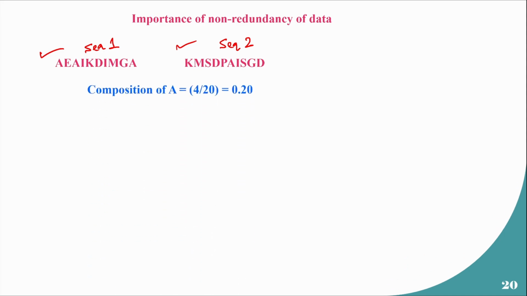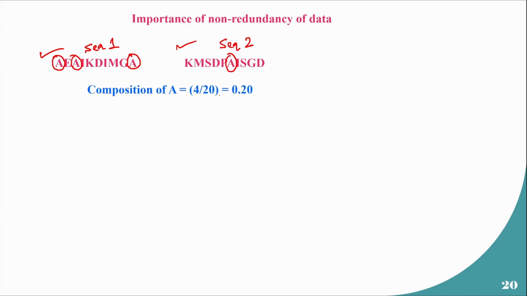So here, for example, if you see how many alanines are present, in sequence 1 you will see 1, 2, and then 3 alanines, right? And then in sequence 2, of course, you are seeing 1 alanine. And in total, with sequence 1 and sequence 2 combined, the composition of alanine in this dataset will be 4 by 20. So that will be 0.20, right?